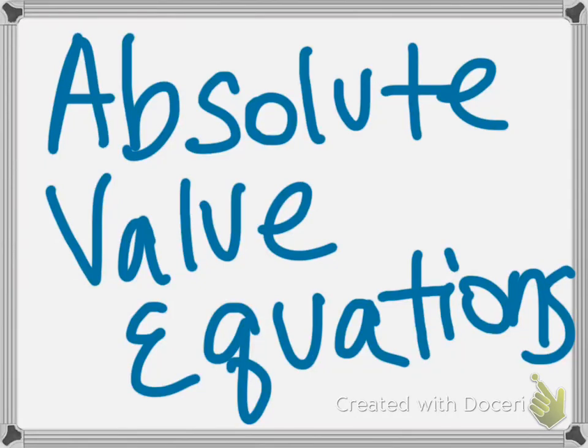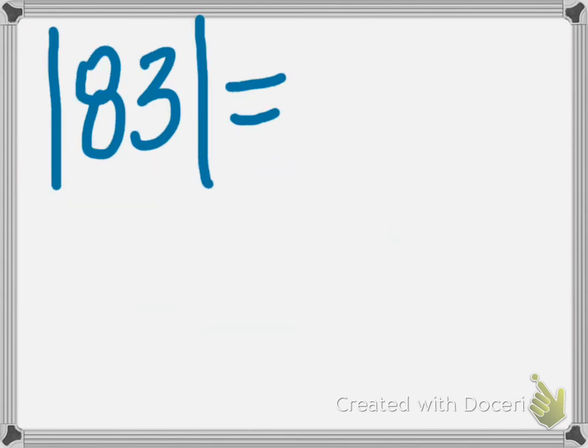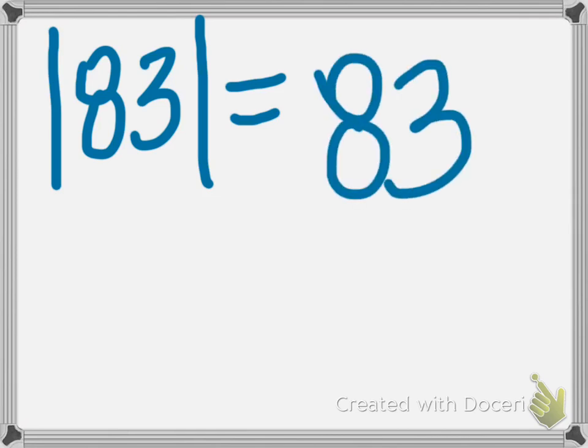Hey guys, so today's lesson is going to be all about absolute value equations. If you recall, absolute value is when we're talking about how far a number is from 0 on the number line. So basically, the absolute value of 83 is how far away from 0 is 83. That's going to be a positive 83. 83 is 83 spots away from 0 on the number line.